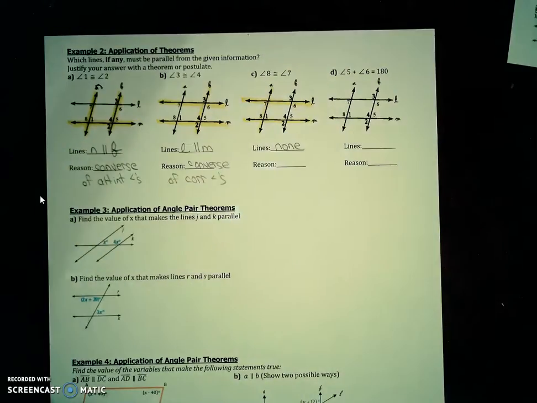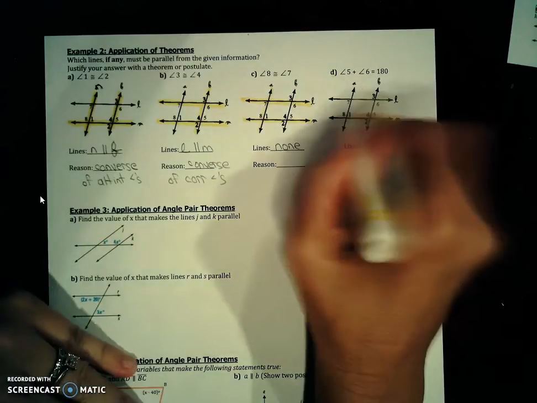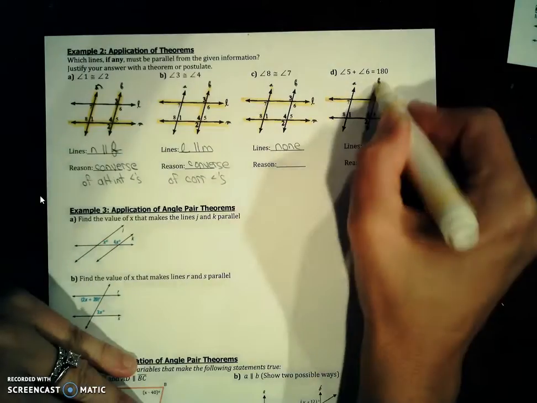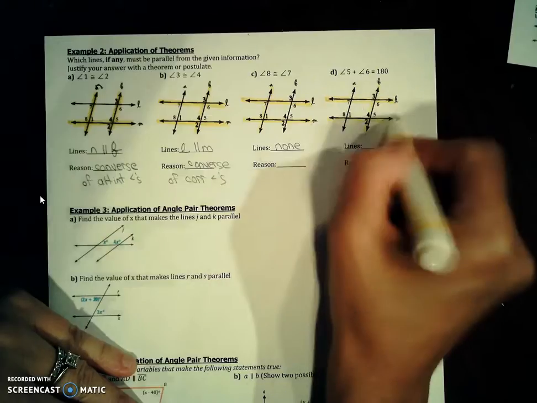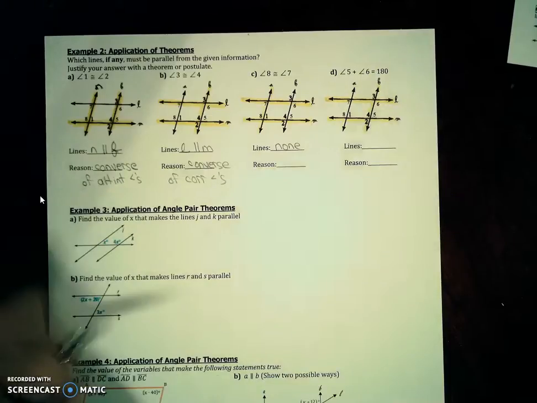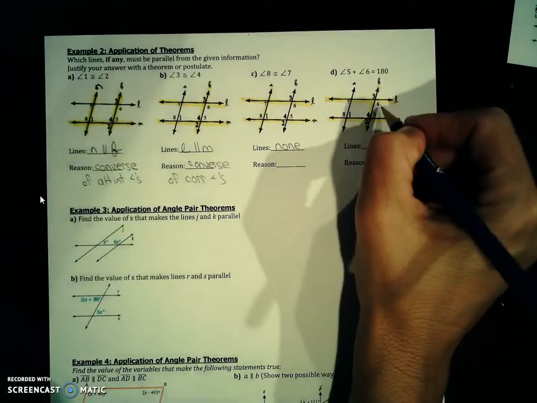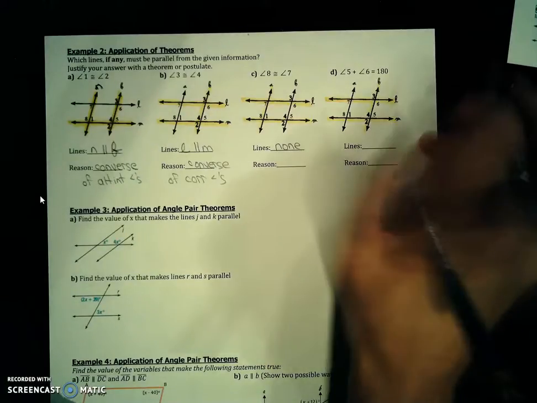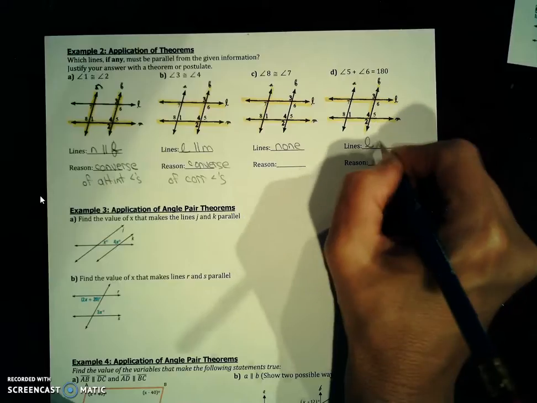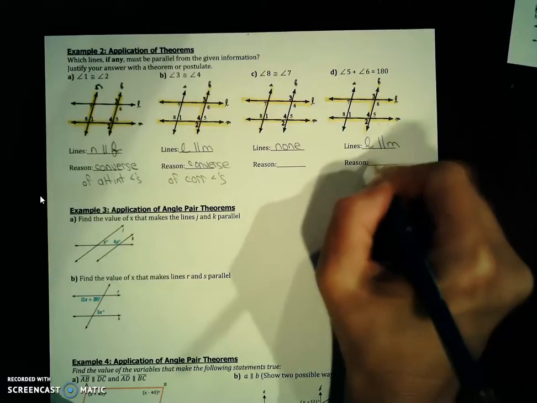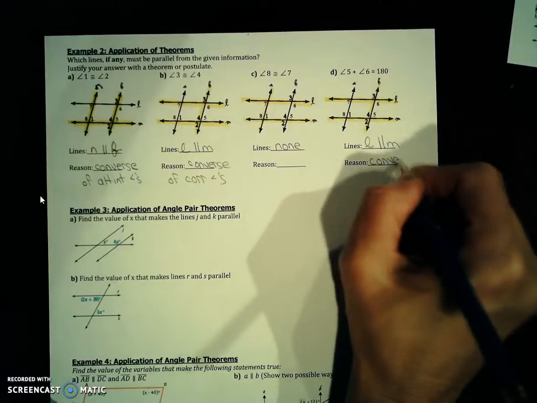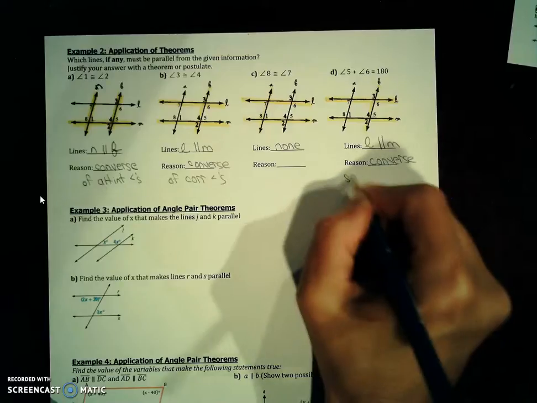Let's go look at the last one, 5 and 6. So again, 6 is formed by this line and this one. 5 is formed by this line and that one. In this case, they're supplementary, and they are both on the inside of those parallel lines on the same side of the transversal. So first of all, we have L is parallel to M, and this is converse of same side interior.